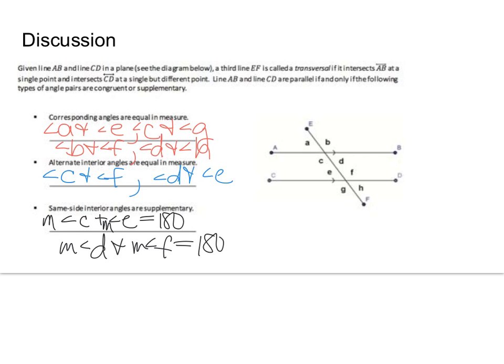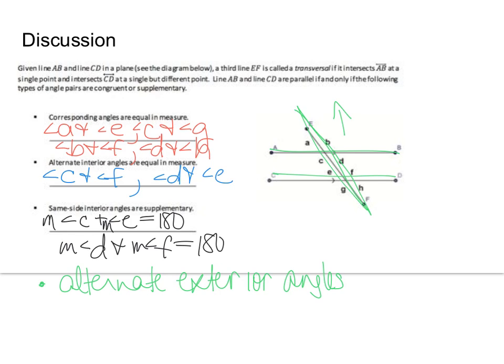Okay, one that they're not listing that may be on another slide, but I don't remember seeing it, is alternate exterior angles. That would be on alternating sides of the transversal on the exterior of the parallel lines. Let's list those out. I have angle A and angle H, and then angle B and angle G.